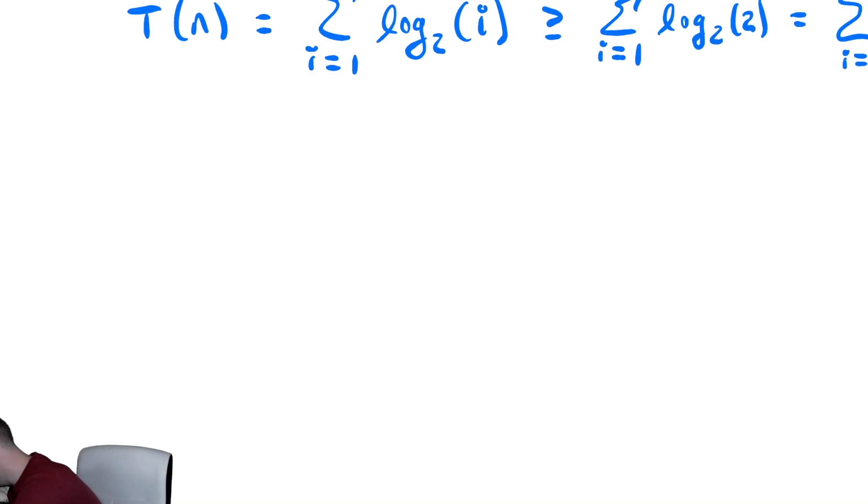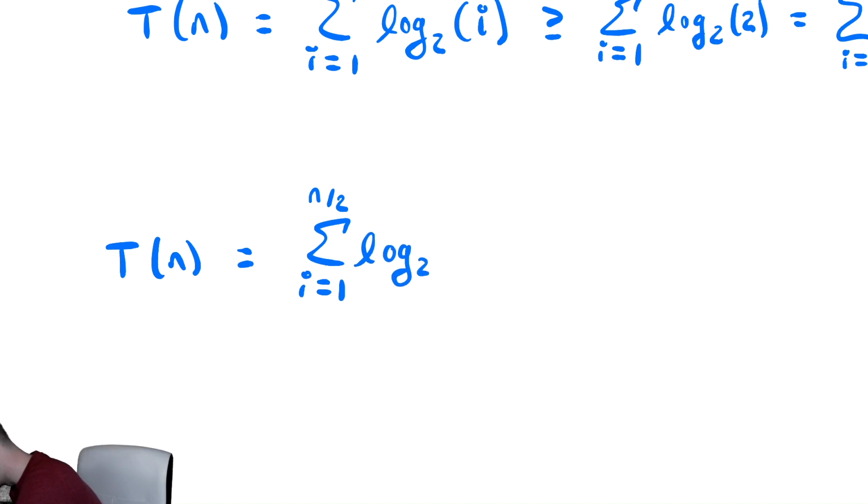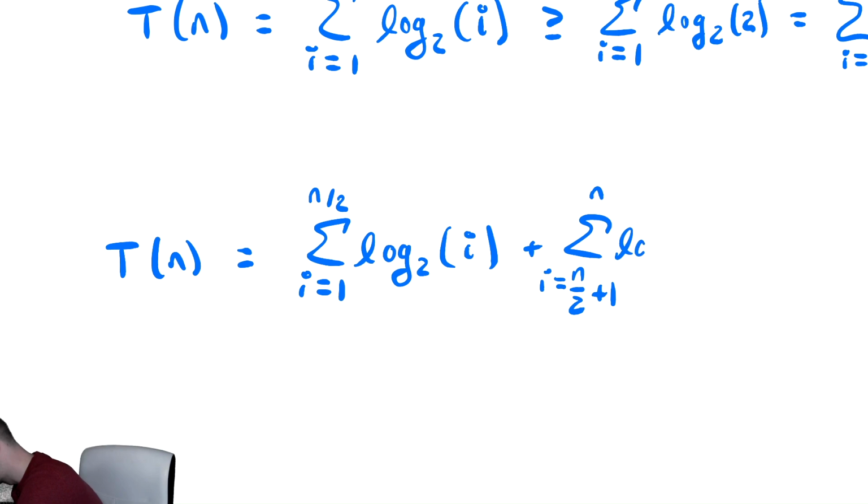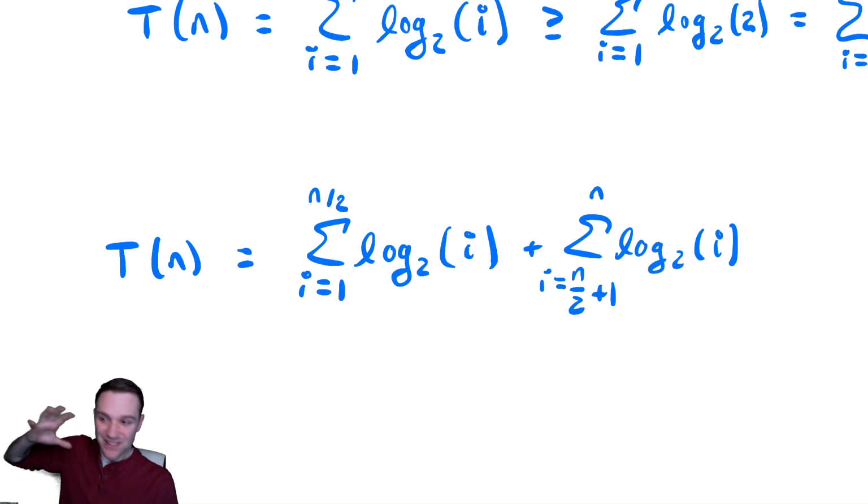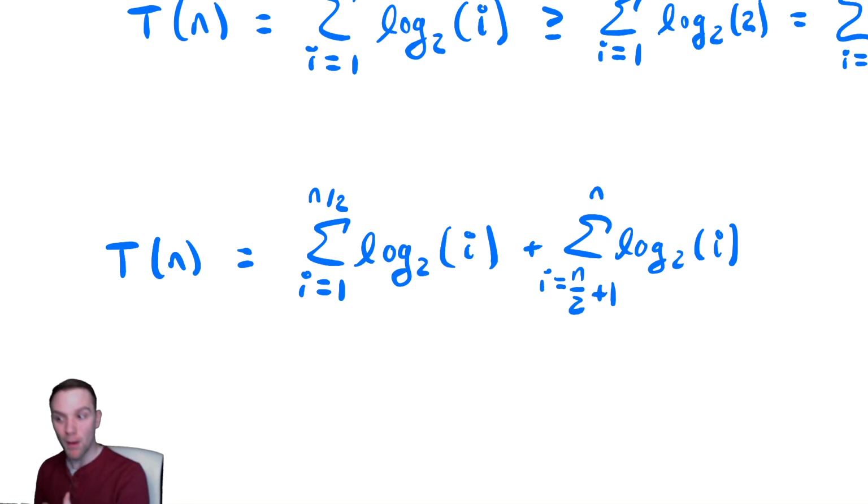Instead, what we're going to do is split the summation somewhere in the middle. We're going to write it as the sum from 1 to n over 2 of log base 2 of i, plus the sum from i equals n divided by 2 plus 1 to n of log base 2 of i. This technique is very not obvious. You would not come up with this on your own. However, once we see it, hopefully we can understand that this is a helpful thing to do.